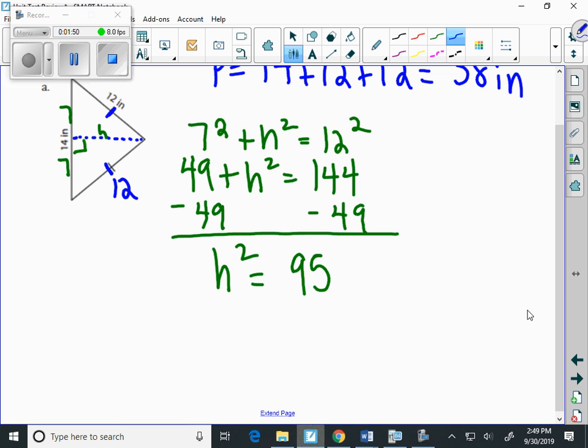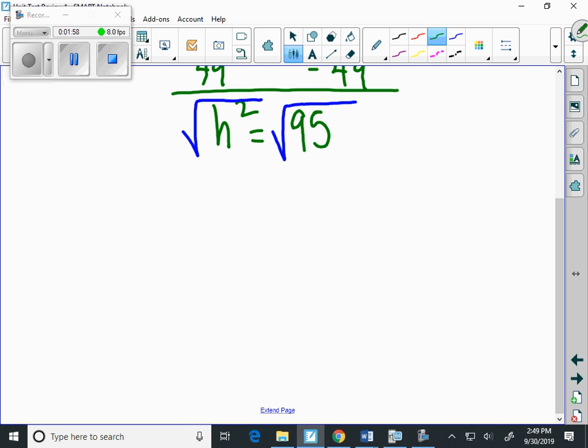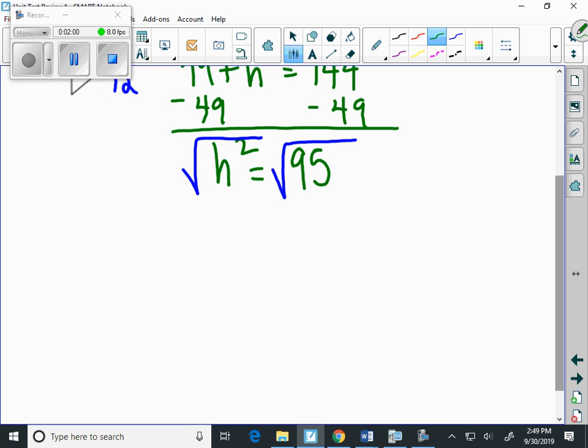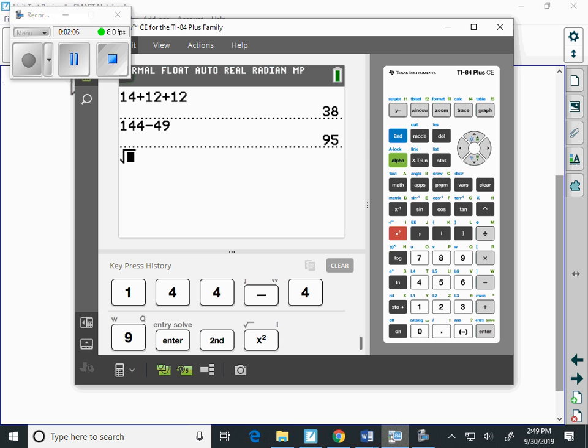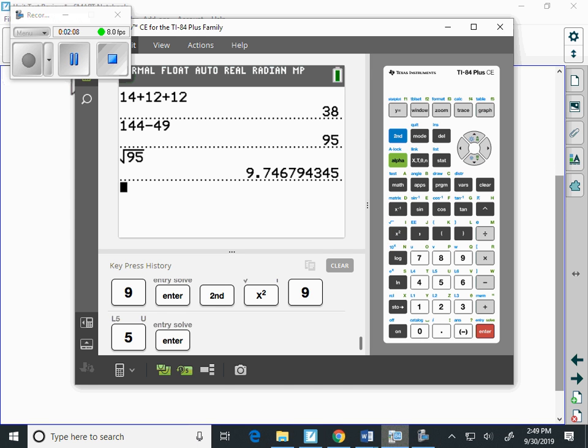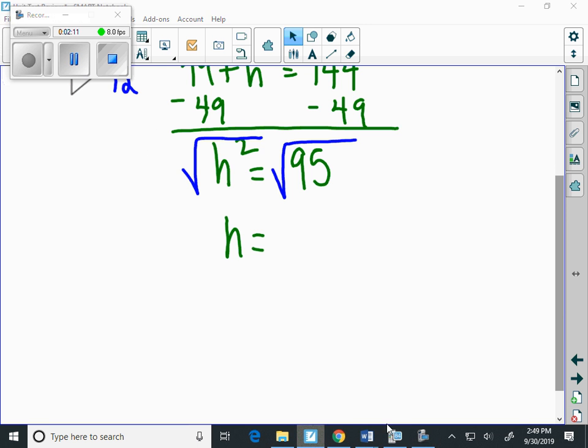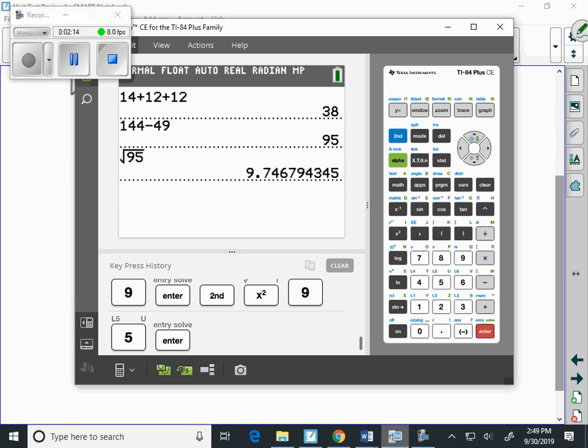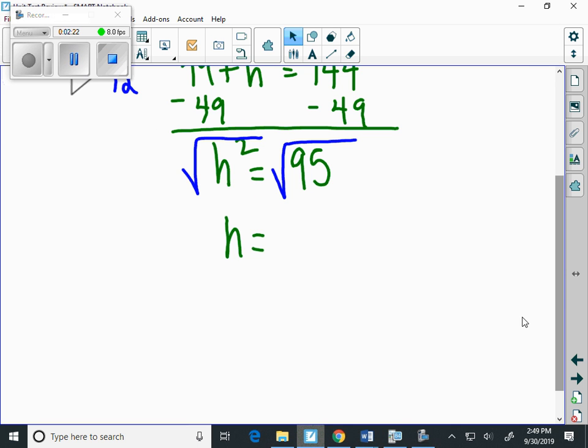And then what we want to figure out is the square root of both sides. We have to do the inverse operation of squaring. We have to undo the squaring. So we're going to type that into our calculator here, or into Desmos. And it's the square root of 95. Gives us 9.74. And we're looking at the 4 to determine what to do to the 7. But since 4 is 4 or less, we're going to leave the 7 alone. So the height of our triangle is 9.7.